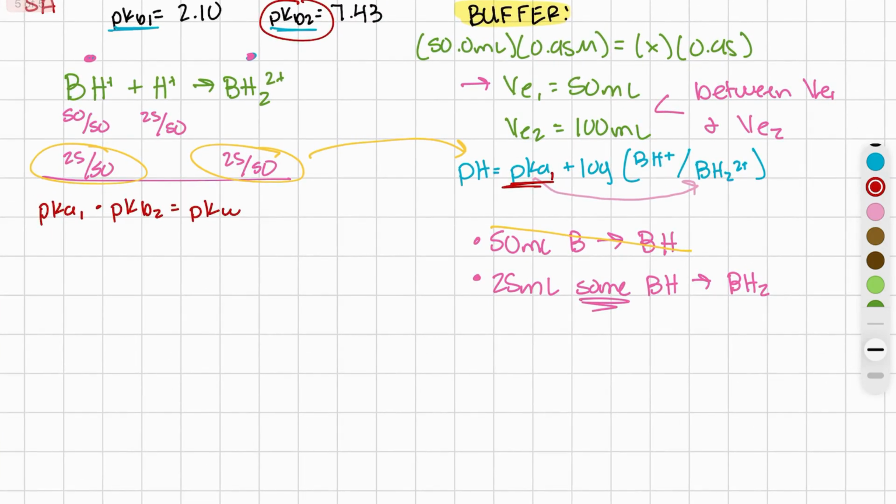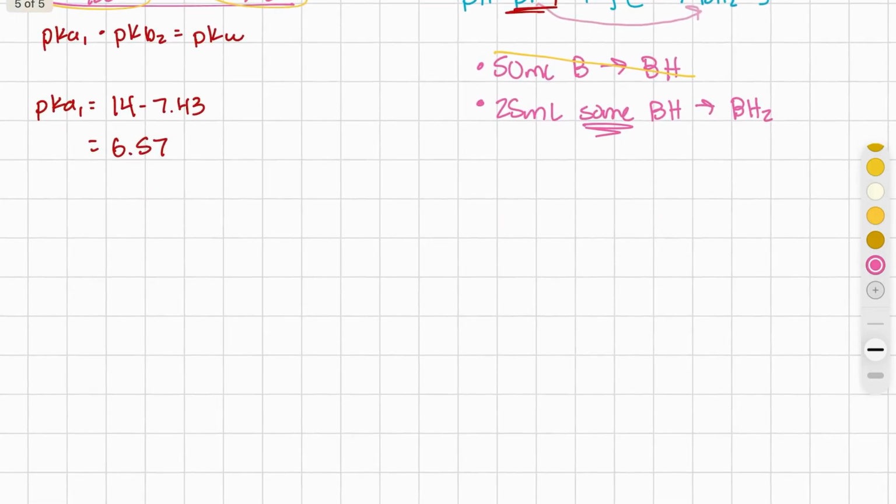So that's where this relationship is coming from. But if pKb is 7.43, pKa1 is going to equal 14 minus 7.43. So that equals 6.57. All right, we finally have everything we need to plug into that equation.